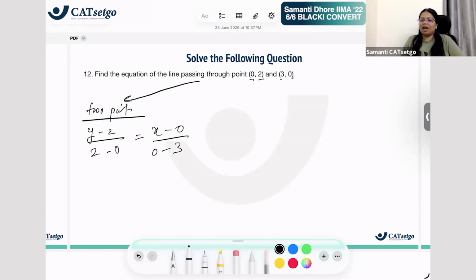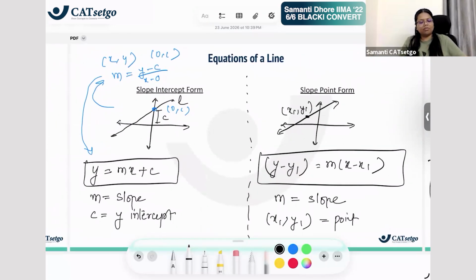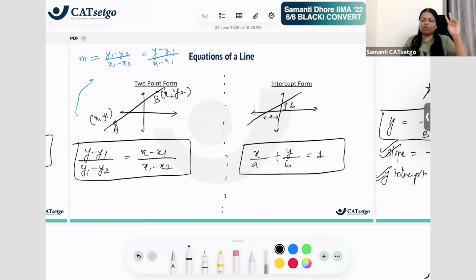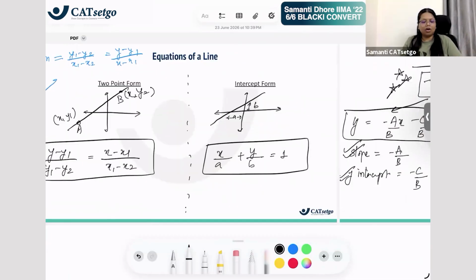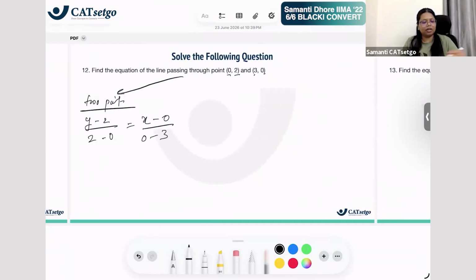Basis the data, no? Have they given slope here? No. They have given 2 points, so use a 2-point formula. You're finding basis the data that you are given, right? There are four formulae that you are aware about. One is slope-intercept form, when the slope and intercept are given. Slope point form, when the slope and point are given. 2-point form, when 2 points are given. Intercept form, when x and y intercepts are given. Accordingly, you use, and all the formulas are at the end slope formulas only.